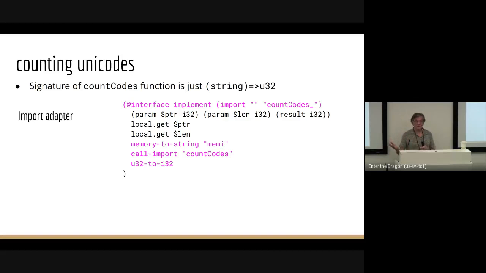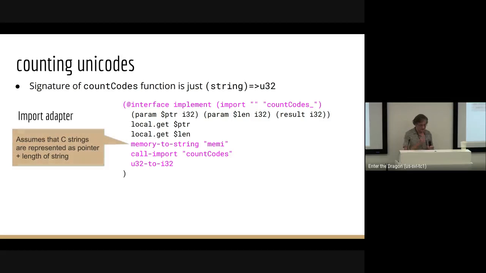Now I will call the function, the function expressed with an interface type signature called count codes, and then the result comes back with something I can use. In this instruction, memory to string, we're assuming that strings are represented as a pair of integer and length. We could have made other assumptions, but for the moment, and as an initial one, this is the one that we're going to go with.